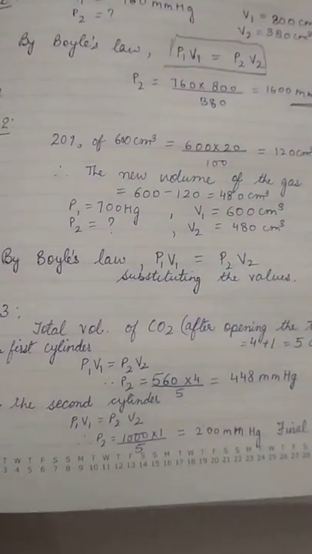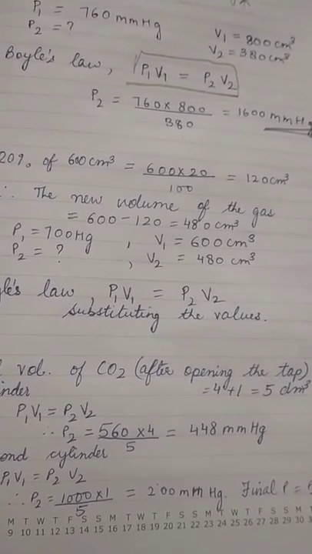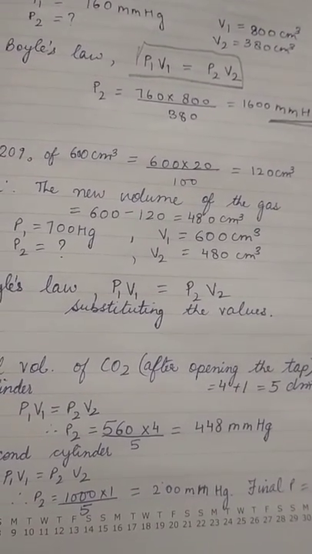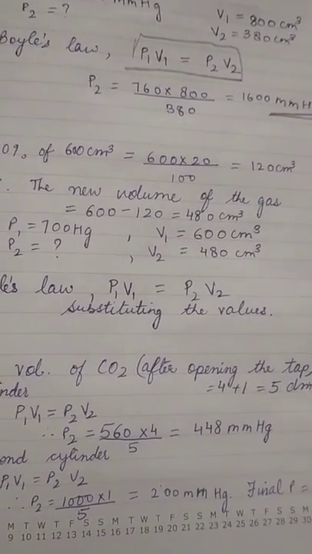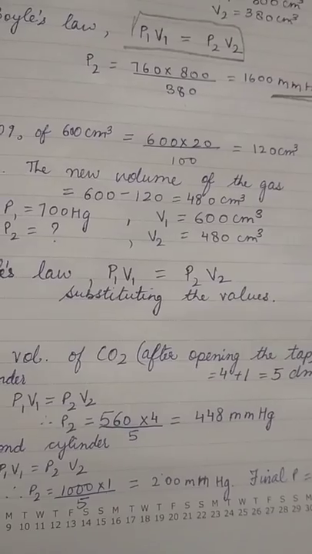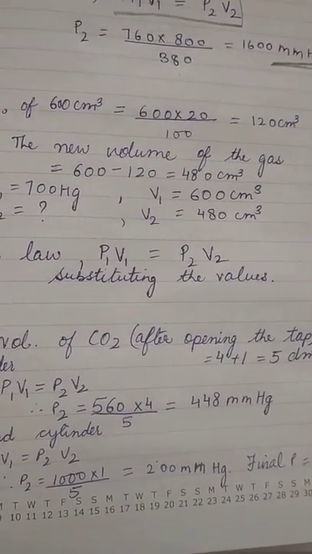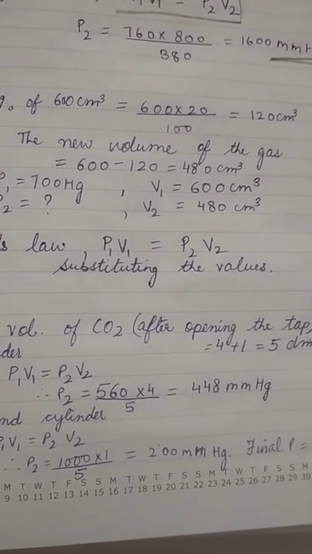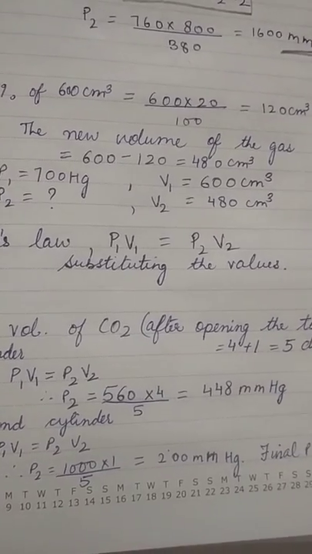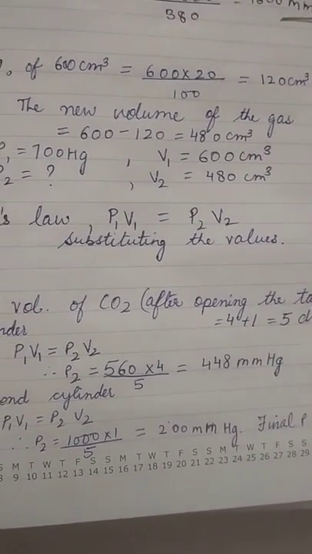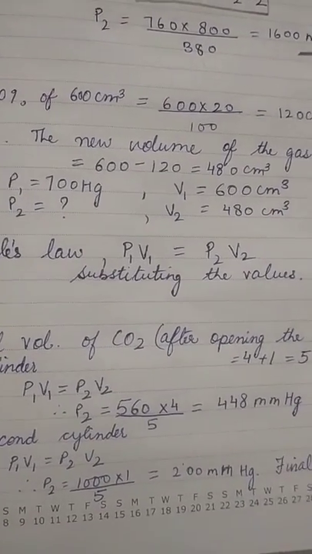Now the second example we will be looking at says that a gas occupies 600 centimeter cube. That means again it is the volume under a pressure of 700 mmHg. That means it is pressure. Find under what pressure the volume of the gas will be reduced by 20%. So now they are not telling the exact volume, but they are saying that 20% of it is decreased. Decreased means obviously it will be minus.